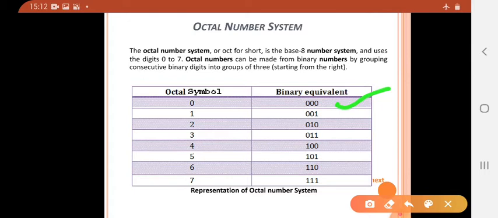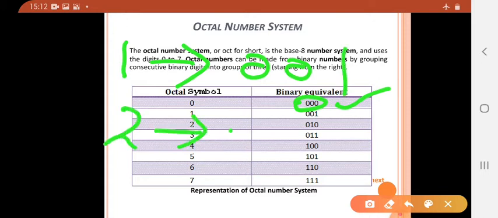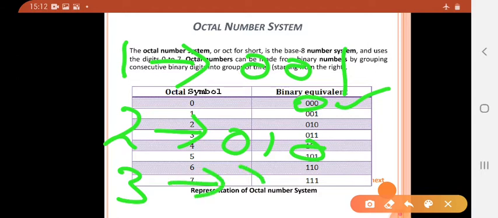Here 0 means this one. 1 means 1, and if 1 is represented, it should be represented like this. If 2, then 0 1 0. If 3, then it should be 0 1 1. This is the binary representation of octal numbers.